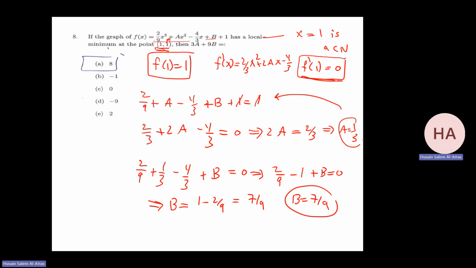And this is A. So what they want? They want 3A plus 9B. 3 times 1 over 3, that is 1, 9 plus 7. And that give me 8.